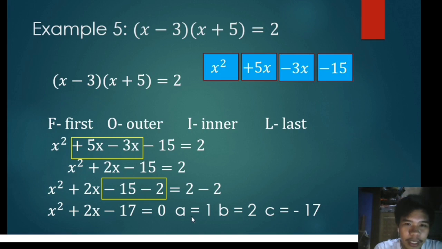So a is equal to 1 here, since the numerical coefficient of the quadratic term is understood as positive 1. So a is equal to 1. b is equal to 2, since the numerical coefficient of the linear term is 2, or positive 2. So b is equal to 2. And c is equal to negative 17, since the constant term is negative 17. So that's it. Let's have a similar example for example number 6.